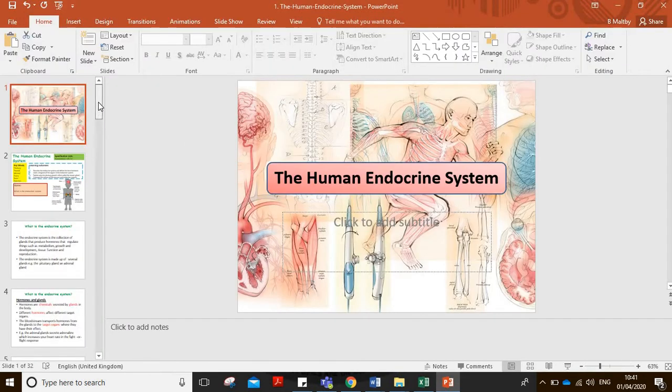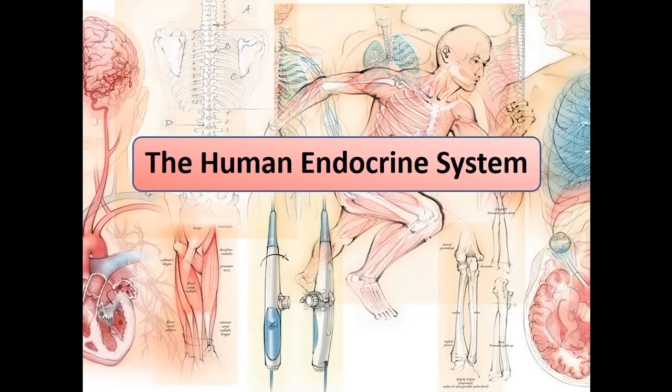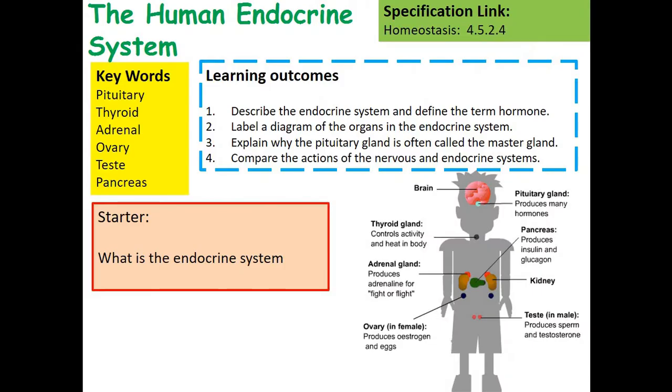We're going to be looking specifically at the endocrine system. You would have made some notes on this, and we've got a few extra tasks to do today to bring this all together. So we need to be able to describe the endocrine system, define the term hormone, label some diagrams, explain the key function of some important glands, including the pituitary gland, which is known as the master gland, and compare the actions of the nervous system and endocrine systems. That's part of the first half of this PowerPoint.